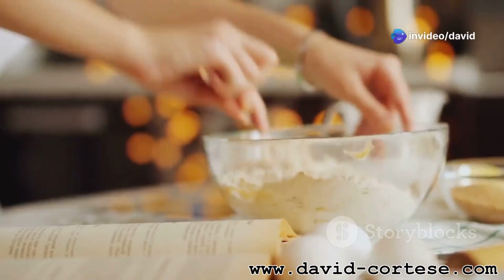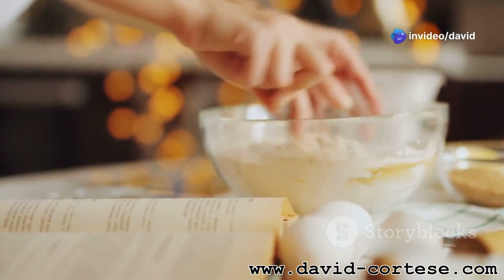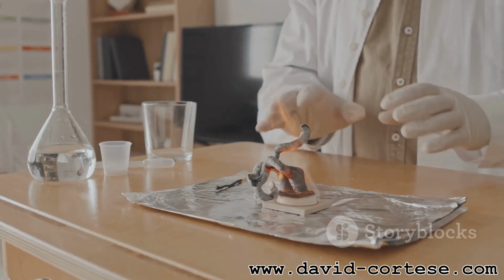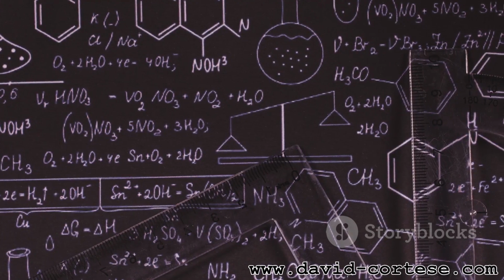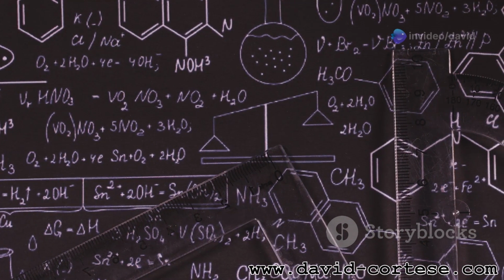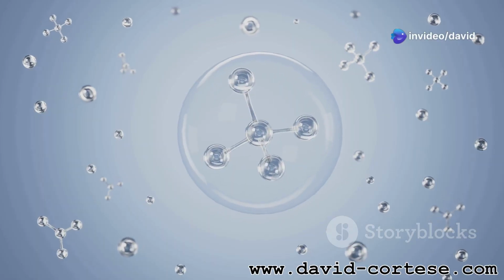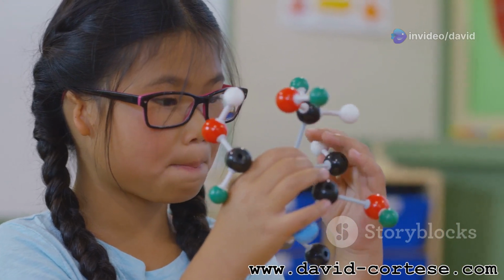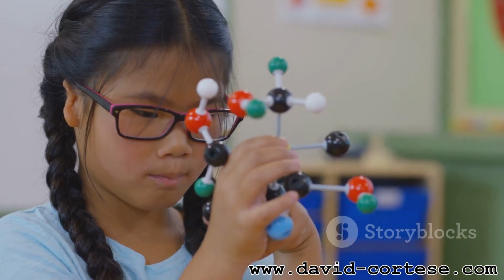Chemical equations? They sound complicated, but they're just like recipes for chemical reactions. They tell us what we start with and what we get after a chemical change. These equations are written in a special language using chemical formulas. For example, H2O is the formula for water. It tells us that each water molecule is made of 2 hydrogen atoms, H, and 1 oxygen atom, O.